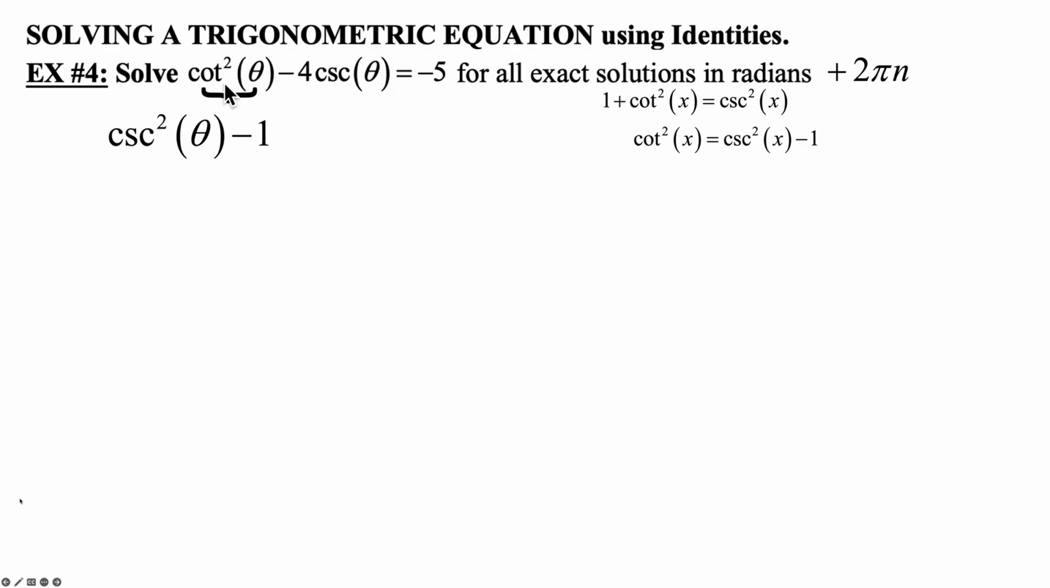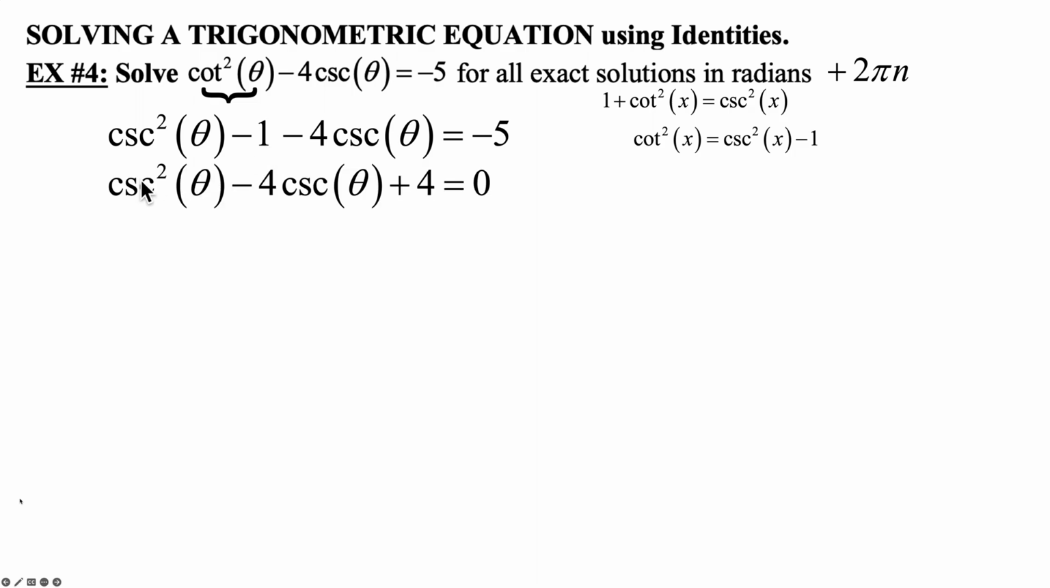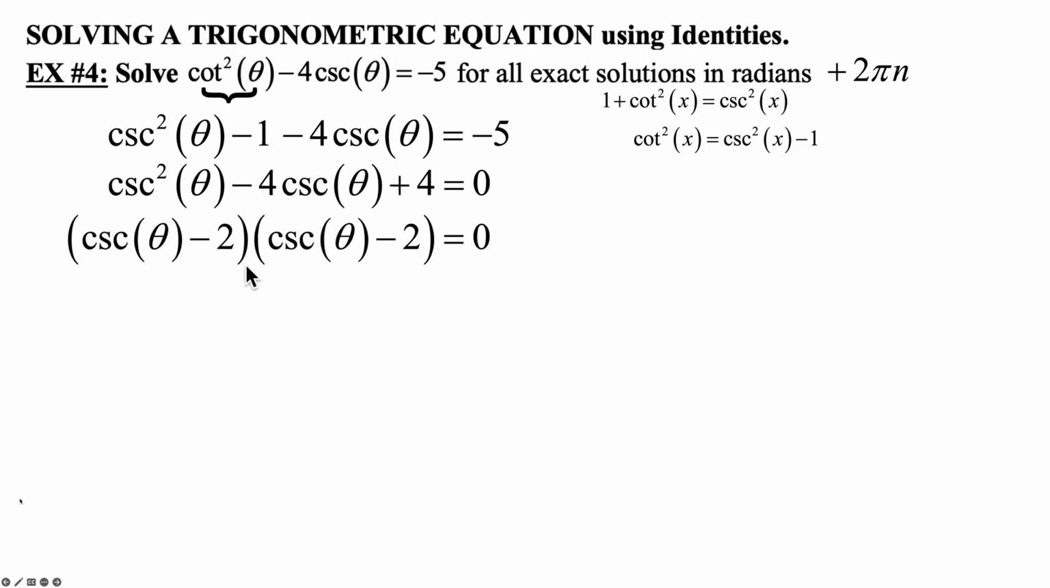That's like having a y and an x squared, but you can substitute out x squareds and put it in terms of y. So I'll bring down my minus 4 cosecant theta equals -5, add over the 5, put this in descending order. What two terms multiply to be 4 and add up to be -4? -2 and -2. Since they're the same, you only have to solve one. Add over the 2.